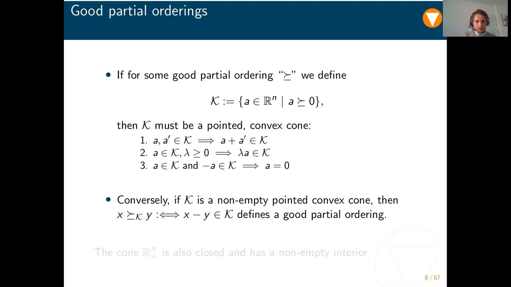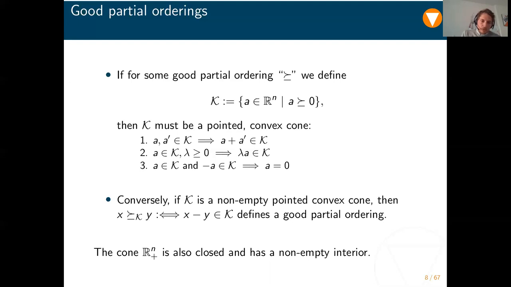The partial ordering we have in LP, by the way, can be defined in exactly this way. And the cone in question there is just the non-negative orthant. That also already shows you that linear programming is a special case of this conic framework. We will see that again and again. This particular cone has two further properties that I name here. It's closed and it has a non-empty interior. I mention that because when you read the literature, you often see that for conic programming you need closed, pointed, convex cones with non-empty interior. And this is all somehow rooted here.